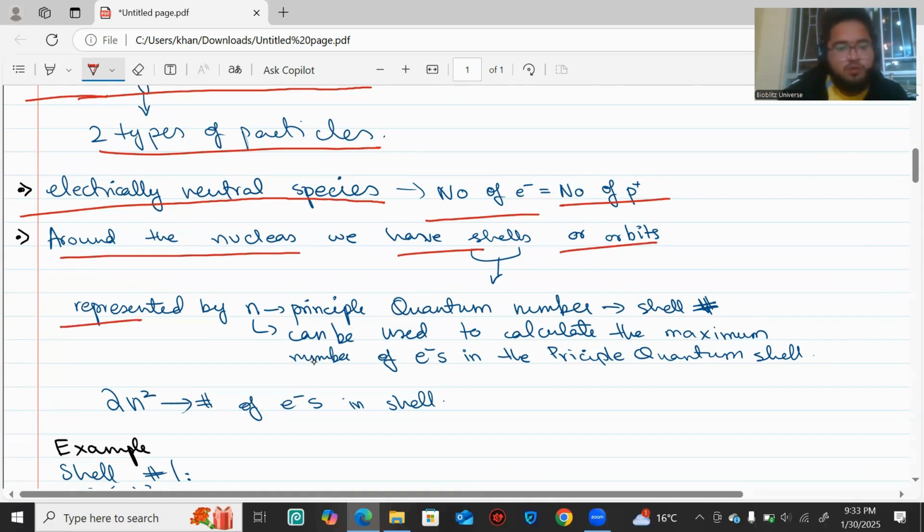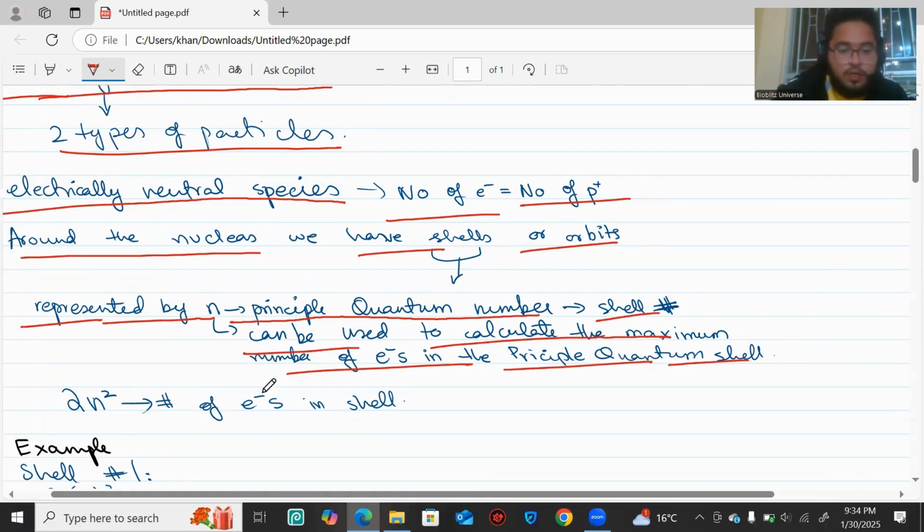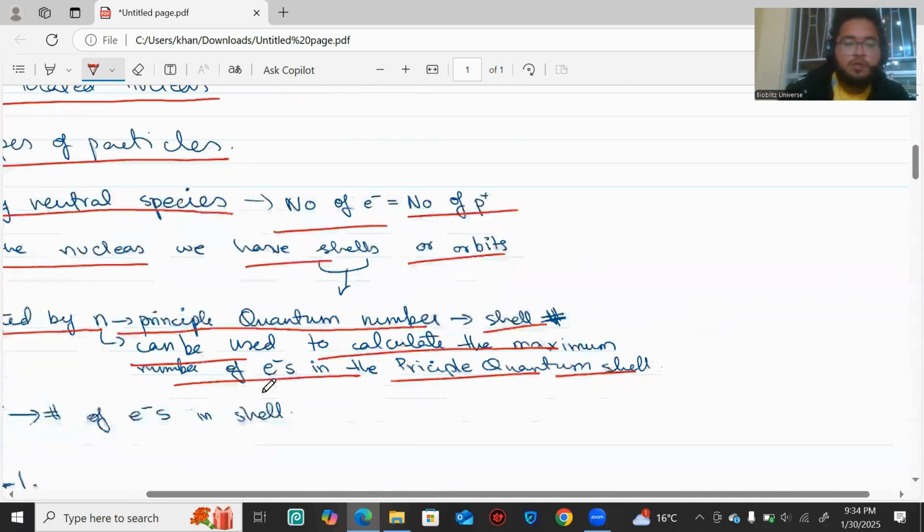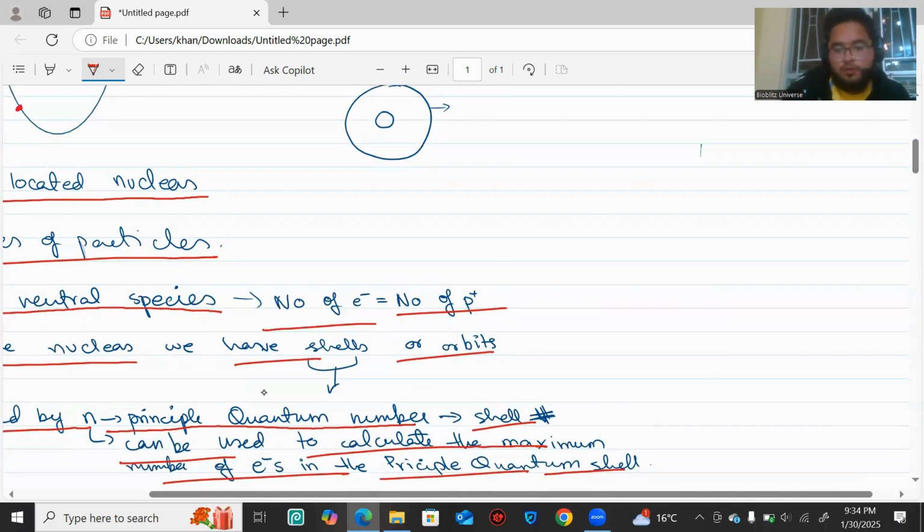Shells or orbits are also represented by n, which is the principal quantum number or the number of the shell, and can be used to calculate the maximum number of electrons in the principal quantum shell. There is a formula, which is 2n square. This n is the number of the shell. By this we can tell how many electrons are in one shell.